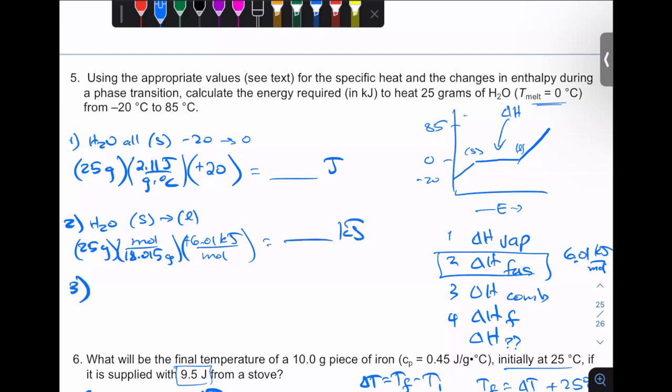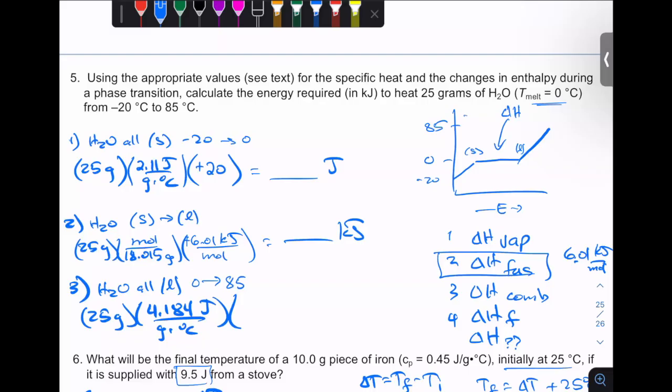And then for phase 3, now we're all in the liquid phase, and we're going to raise the temperature by 85 degrees. So we've got 25 grams. Now we need the specific heat capacity of H2O, which is 4.184 joules per gram degree Celsius. And the delta T, in this case, we're going from 0 to 85. So T final 85 minus T initial 0 is positive 85. And you get some answer in joules.